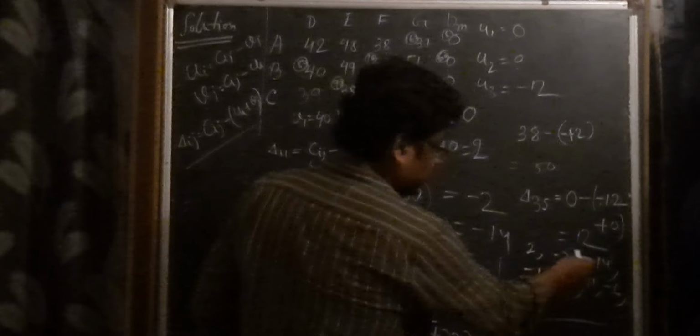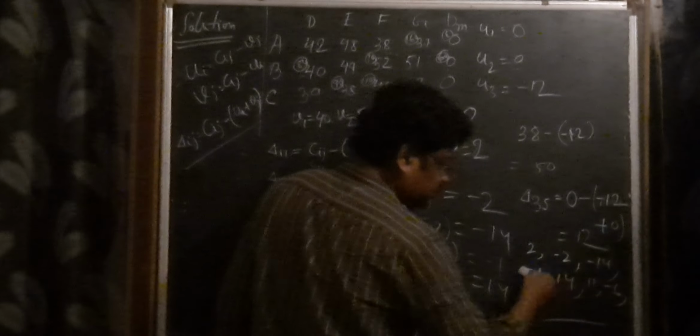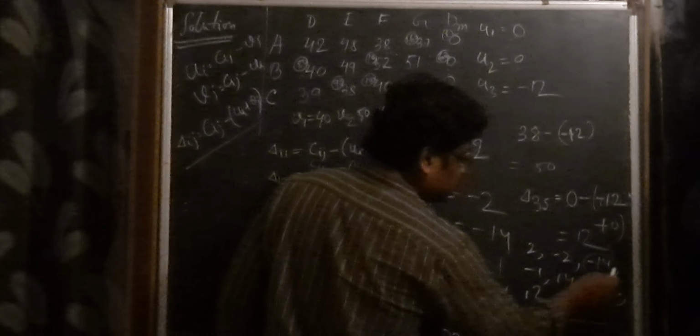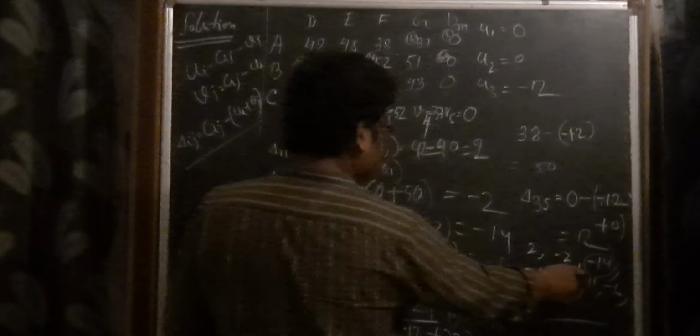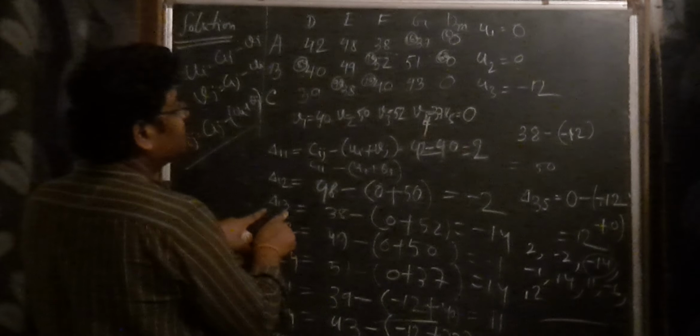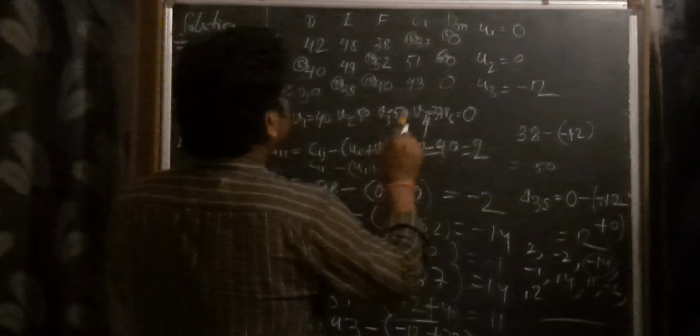Okay, so out of these values, now consider the negative values: minus 2, minus 14, minus 1, minus 6. Out of these negative values, minus 14 is maximum. So we consider this cell, minus 14. Minus 14 comes from del 1 3, so we put x here.